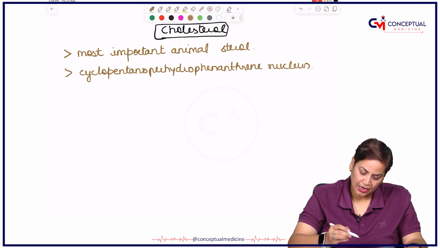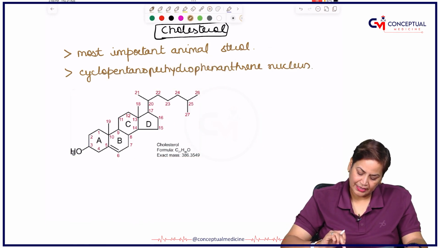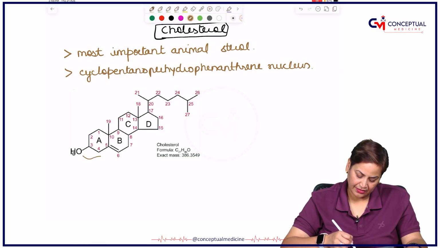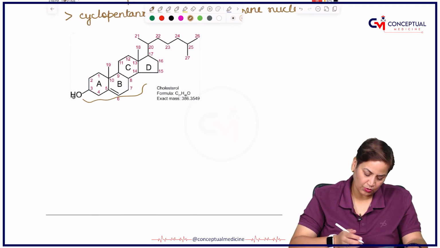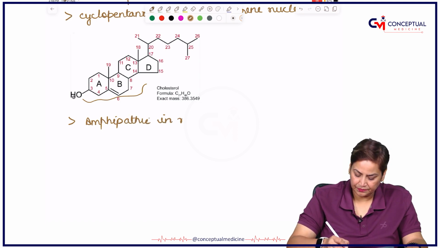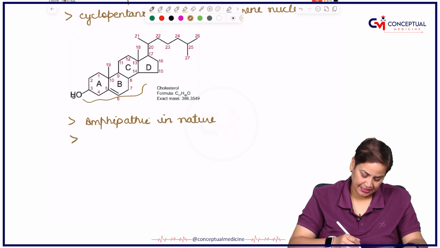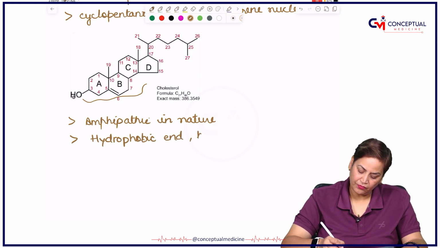I'll just show you how this cholesterol looks. This is the structure of cholesterol. So you can see that it has a cyclopentanoperhydrophenanthrene nucleus. And the most important point to remember about cholesterol is that it is amphipathic in nature. What we mean by this is that it has both ends: a hydrophobic end and a hydrophilic end.